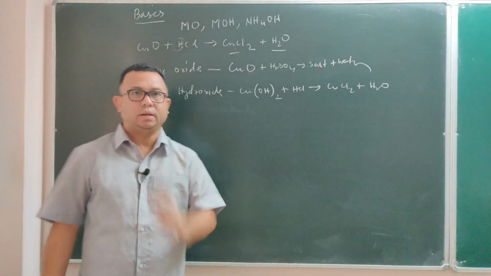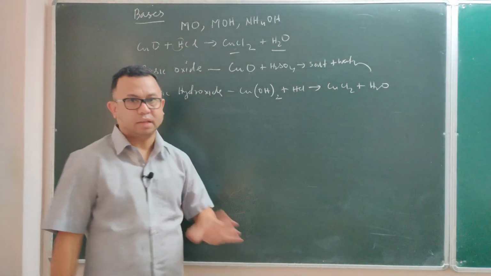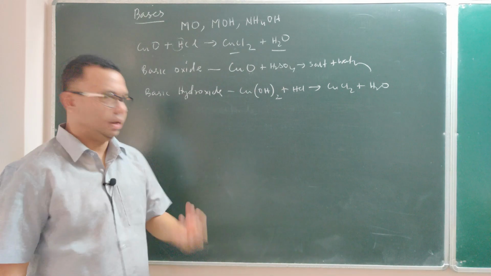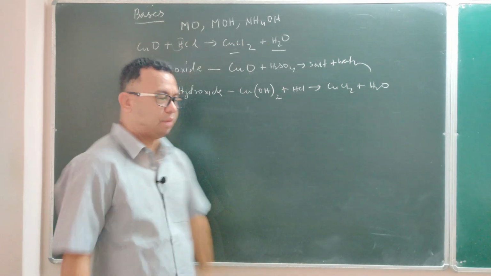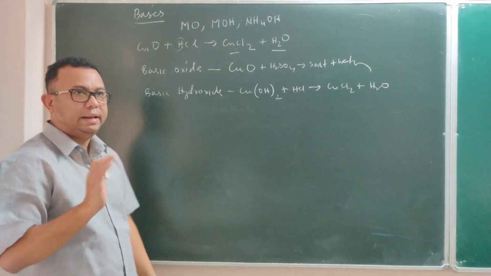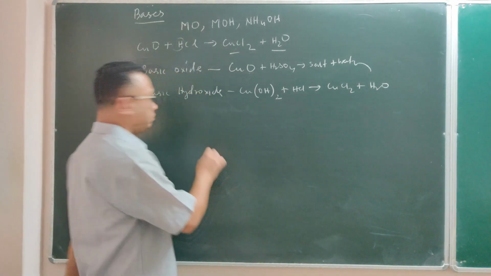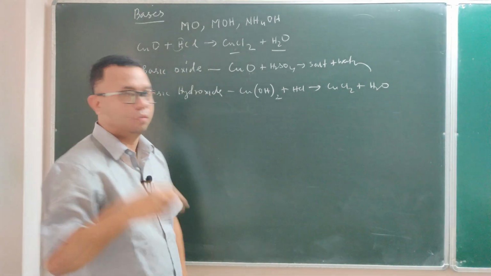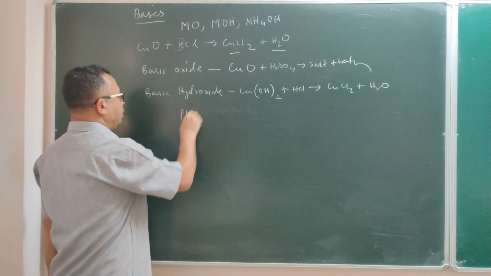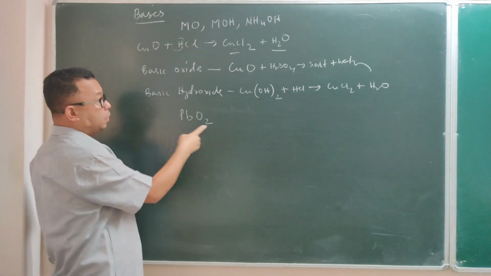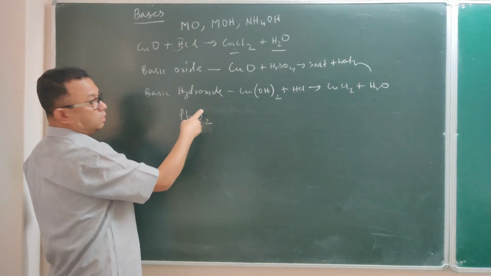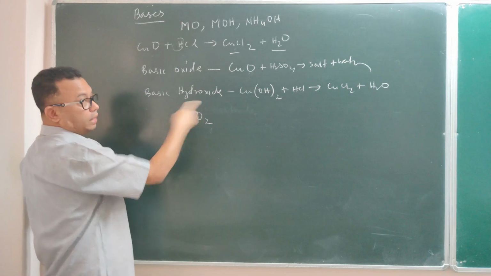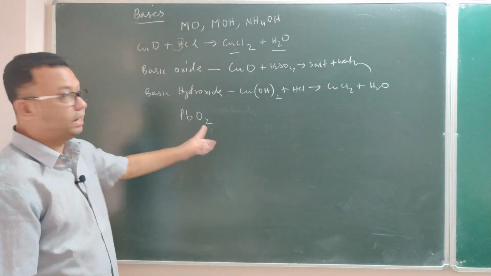Now please note that not every metallic oxide or hydroxide is a base. One very good example I'll give you is lead 4 oxide, I mean Roman 4, PbO2. Here the valency of lead is 4, so that 4 has gone there, and oxide is 2. So 2 and 4, as you cancel it, this is lead 4 oxide.